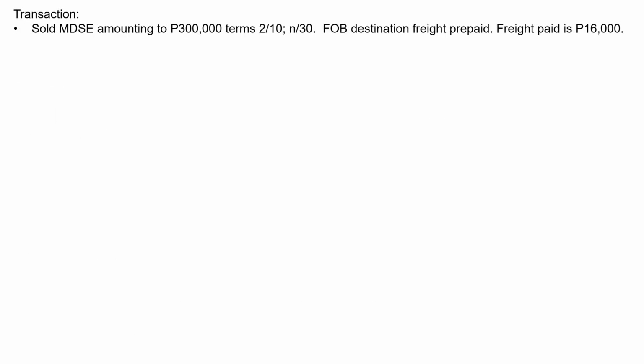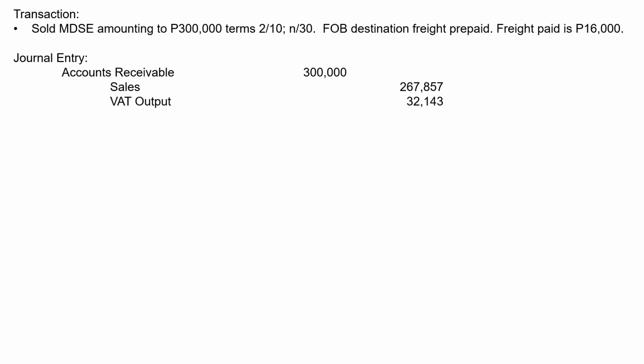Another illustration. In here now we are the seller. So sold merchandise amounting to 300,000. The terms is 2/10, n/30. FOB destination, freight prepaid. The freight paid is 16,000. So the journal entry: since we have no trade discount here, and this is on account, the accounts receivable we have to debit is 300,000, and the 300,000 is inclusive of VAT. Meaning we have to split how much is the value of sales and how much is the value of your VAT output.